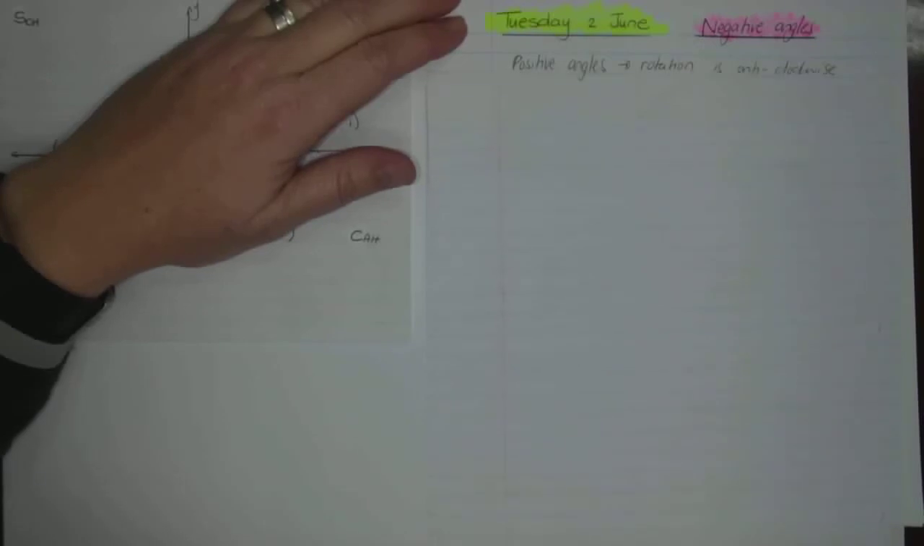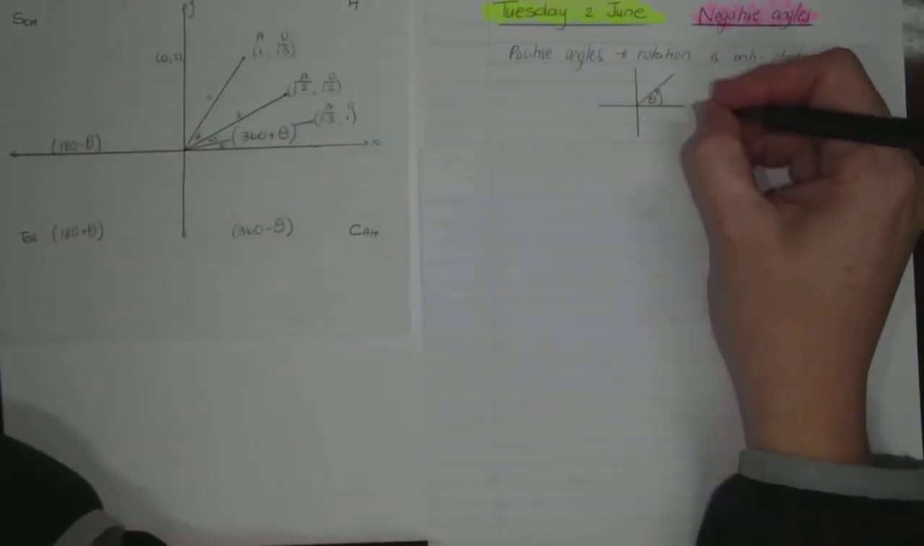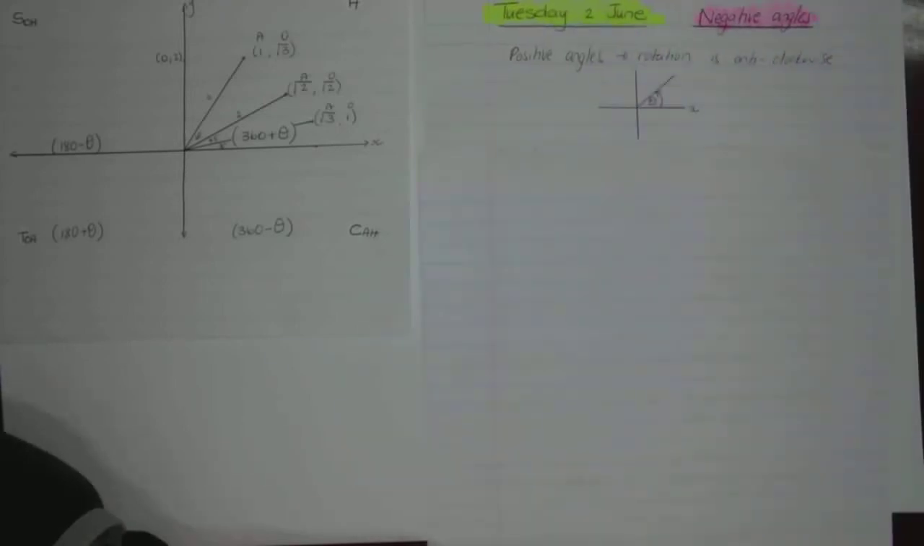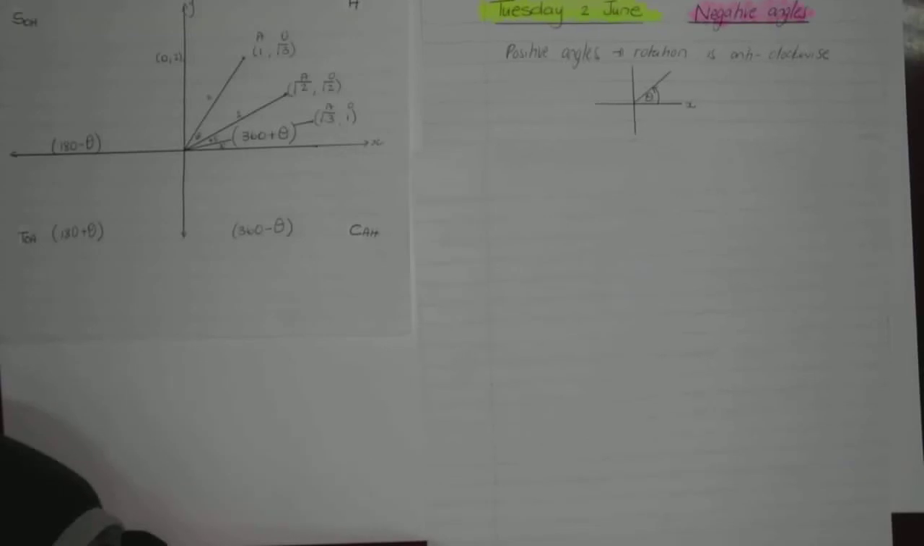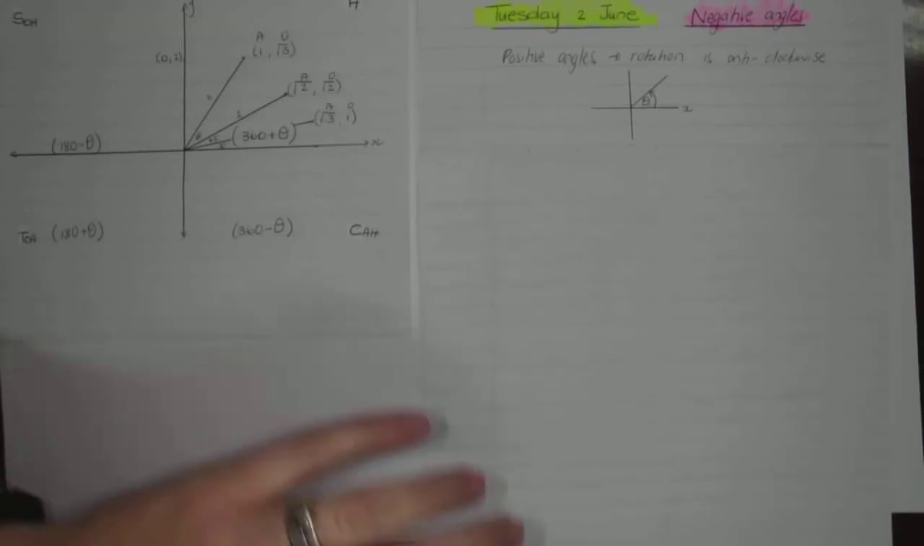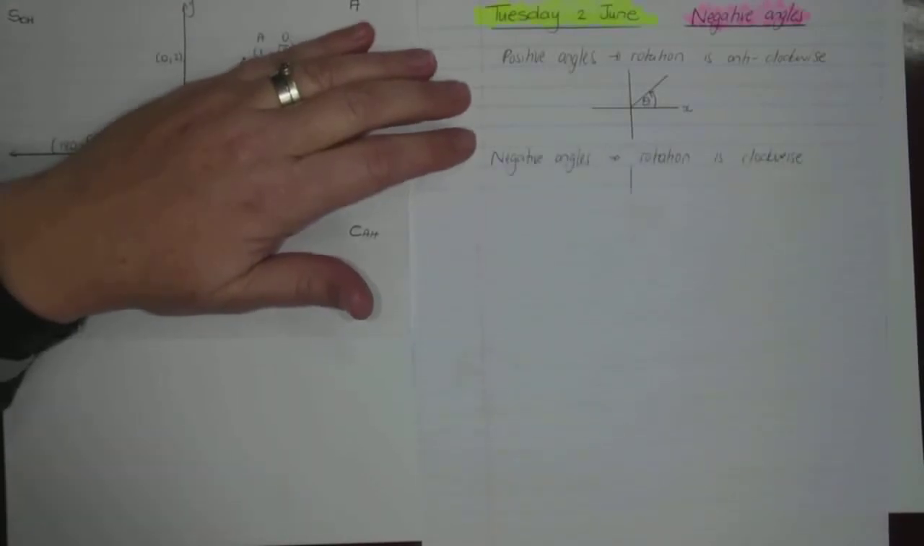So as previously stated in last week's lessons, positive angles, we start at the x-axis and we move in an anti-clock direction. That's how theta is created, and those are referred to as my positive angles. Now we're going to talk about negative angles. Why? Because we want to try and confuse you.